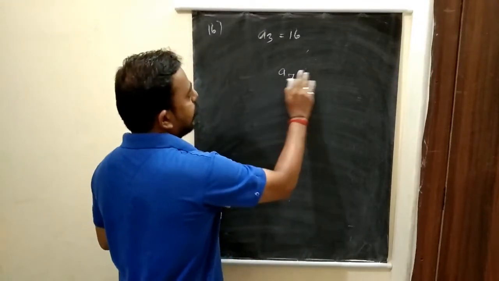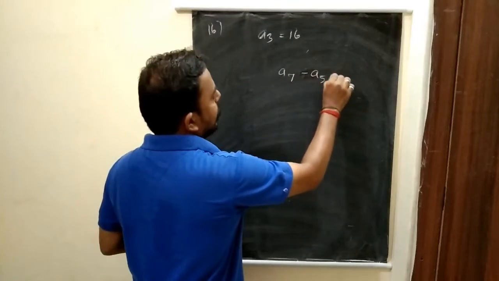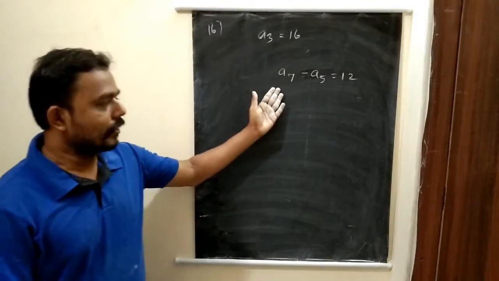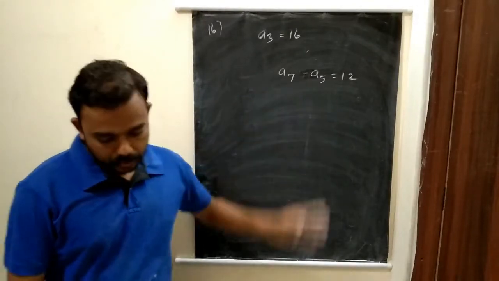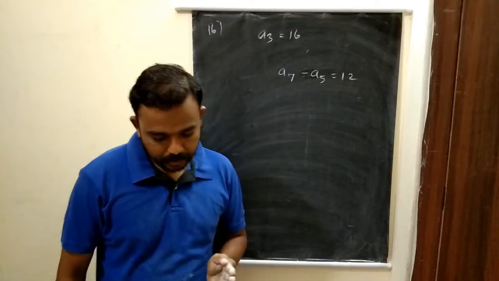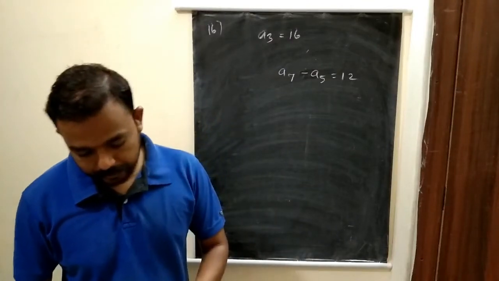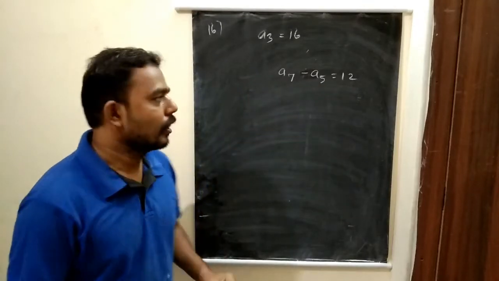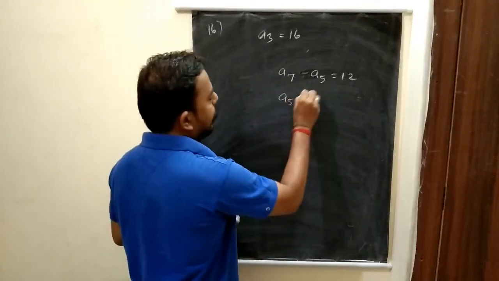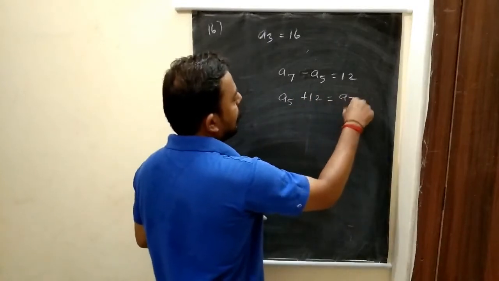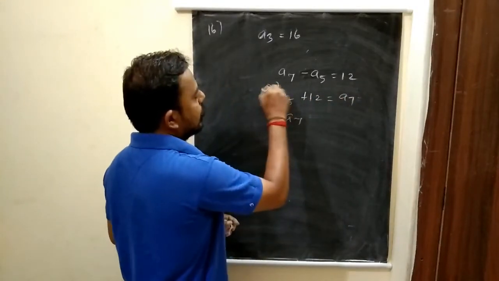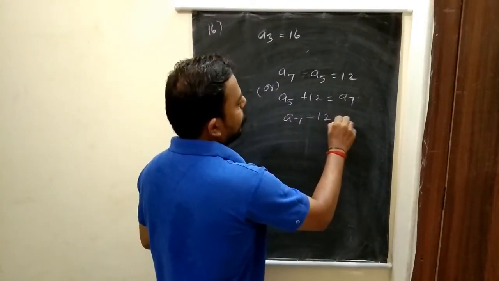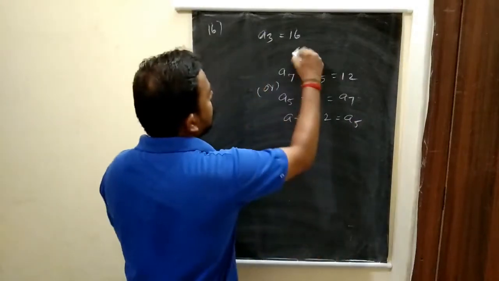So A5 and A7 relation now. That is given. Which one is greater? Always A7 over A5. So the seventh term exceeds the fifth term by 12. So A7 minus A5 equal to 12. Or another one, A5 plus 12 equal to A7. Or A7 minus 12 equal to A5. Anyone. So use this thing.